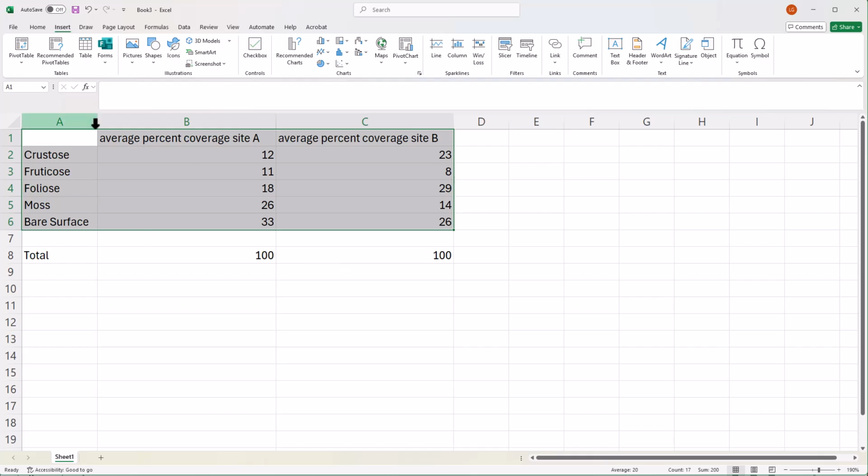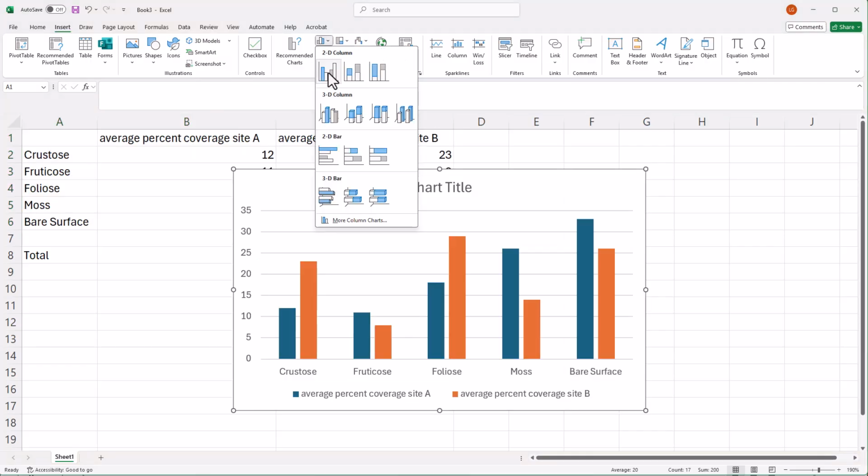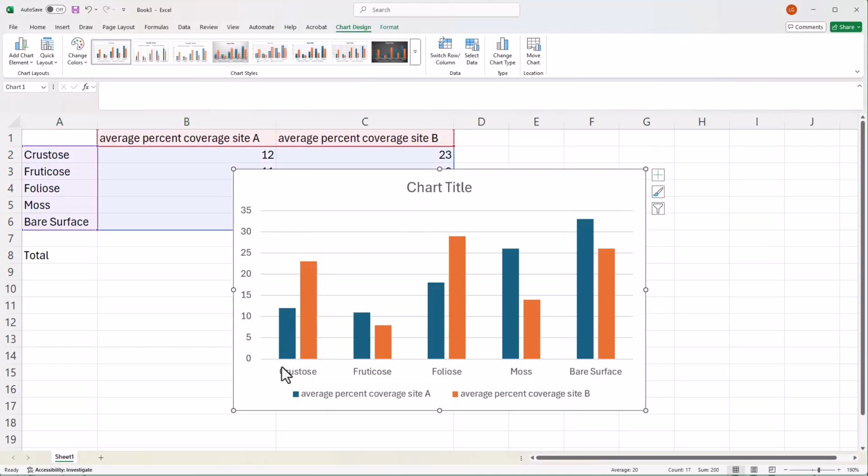So I'm going to highlight all of the data, not the hundreds there, because I don't want it to plot that. And I'm going to do an insert, and I'm going to do a bar chart here. I'm going to select the first one. It's showing me the percent coverage of these different types for site A in blue and for site B in orange.